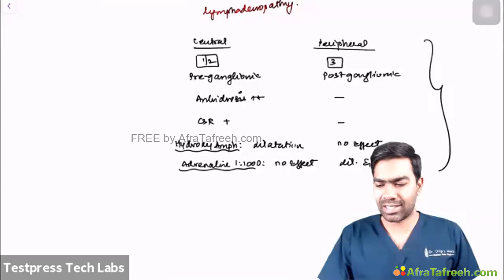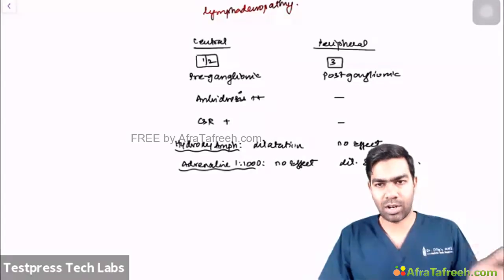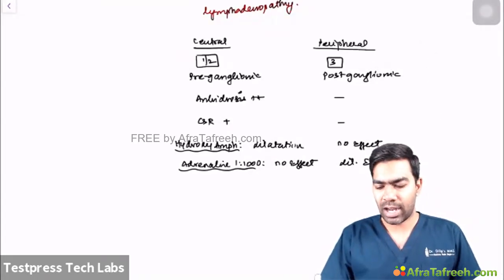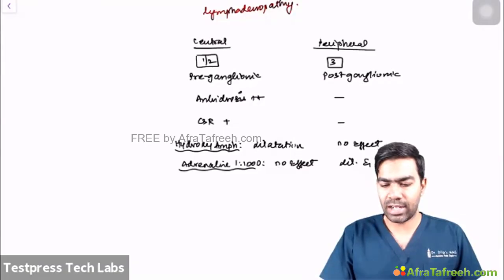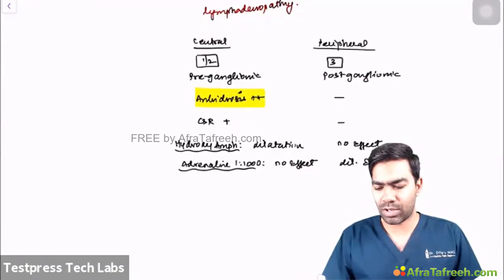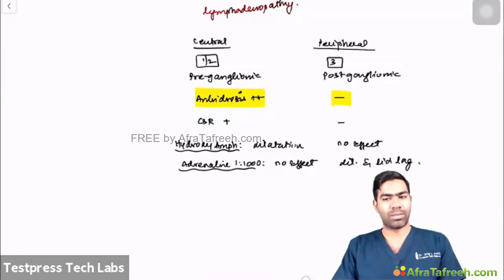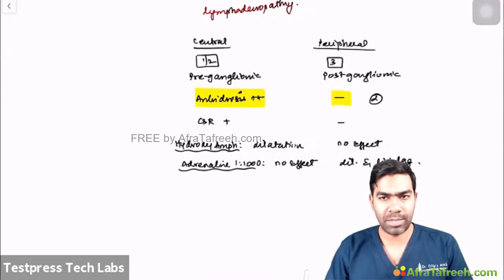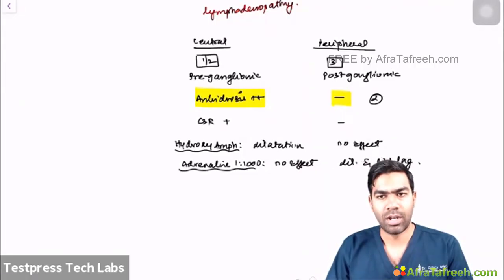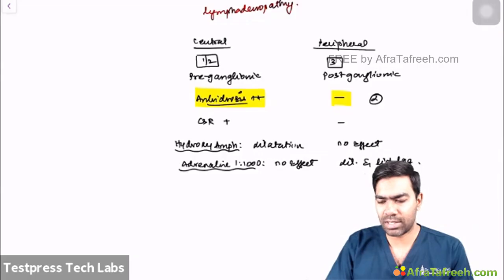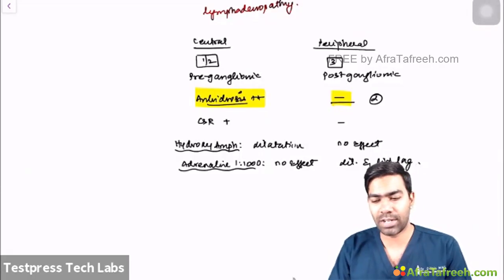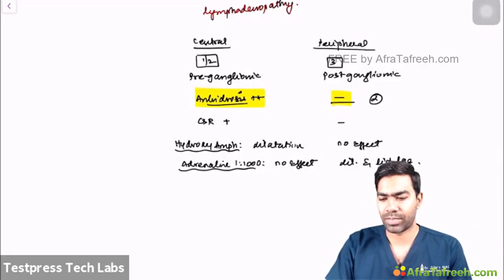But all these things are not at all important. Whether the patient is having Horner's or not is what the question is. And most importantly, clinically, we can easily differentiate the central versus peripheral Horner's based on whether the patient is having anhidrosis or not. This is the most important as far as the exam is concerned. Other things may be just for one-liner purposes, but this is the most important feature that differentiates the central versus the peripheral Horner's.